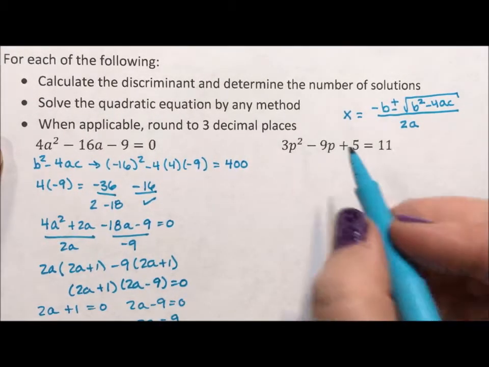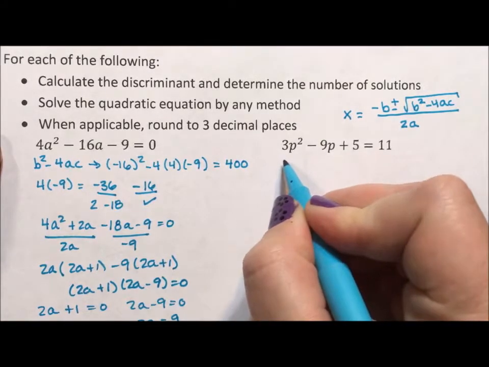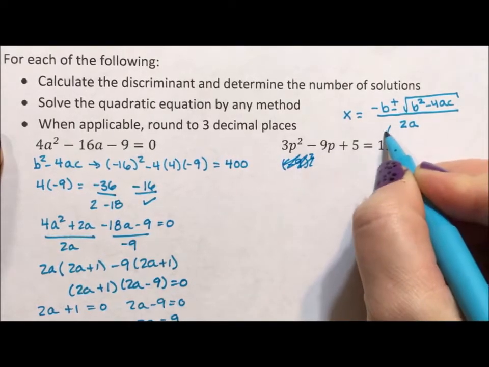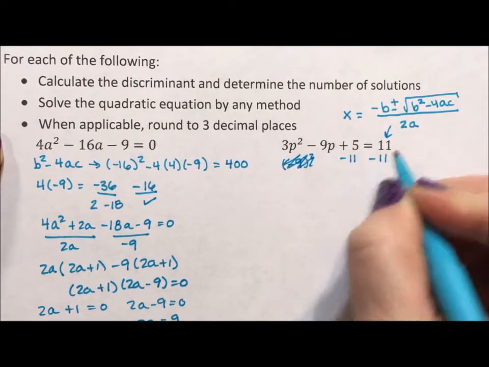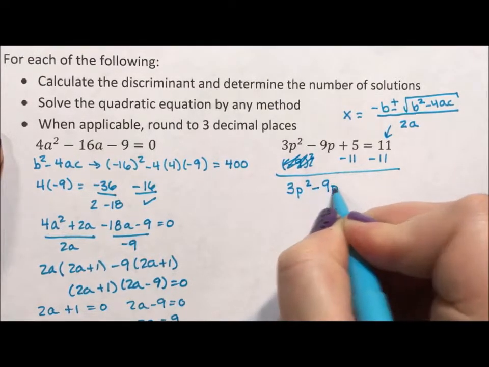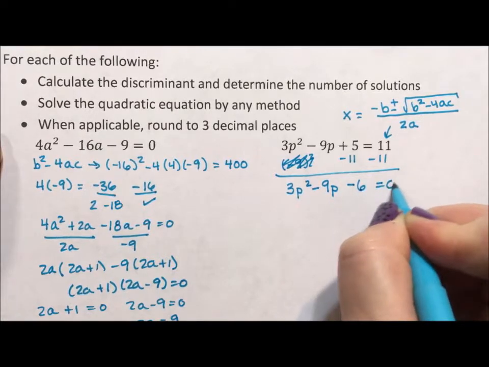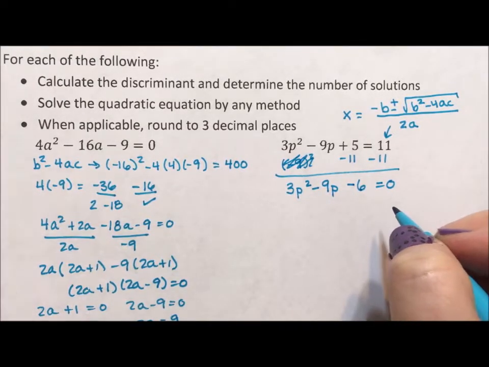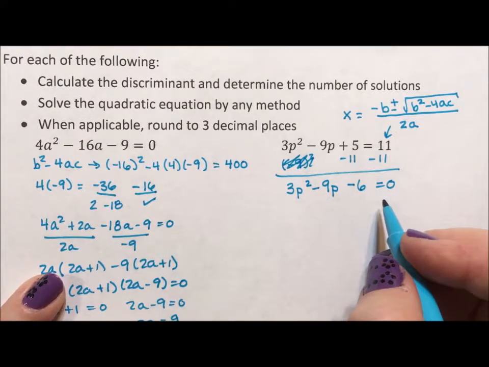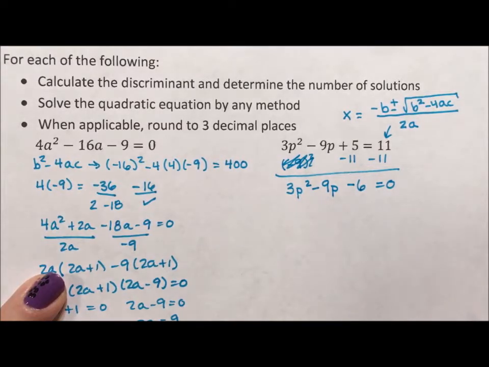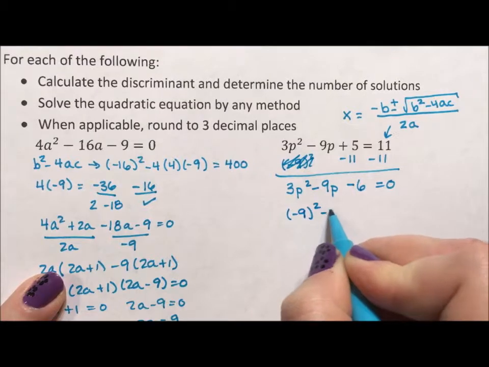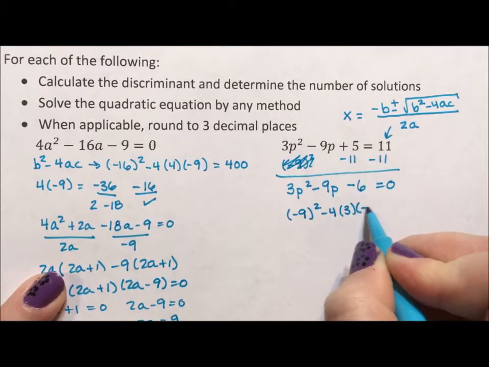Okay, for my second example, if I start with b squared minus 4ac, I have negative 9 squared. I can't do this yet. I have to make it equal 0 first. I need to subtract an 11 off first so that I have 3p squared minus 9p minus 6 equals 0. Now some of you are looking at this and saying, hey, factor out a 3, and that's great. But I'm going to do this video as if that's not something you noticed. Okay, so negative 9 squared, minus 4 times 3 times negative 6.